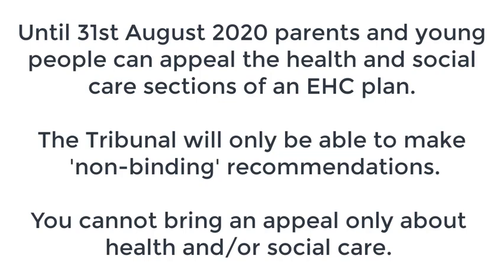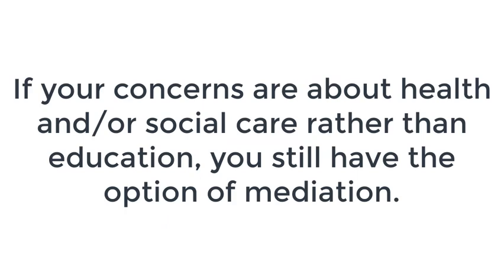If health and or social care assessments are needed to identify all of a child or young person's needs, the Tribunal can order the LA and or the Clinical Commissioning Group to undertake these before the hearing. The order could be made following a request by the parents or by the Tribunal as part of its case management powers. Note that you cannot bring an appeal only about health and or social care. You must also be appealing the education parts of the EHC plan, either Sections B, F or I. If your concerns about your child or young person's EHC plan are around health and or social care rather than education, you still have the option of mediation. And if you are uncertain about this, contact our SEND service or IPSI for advice.